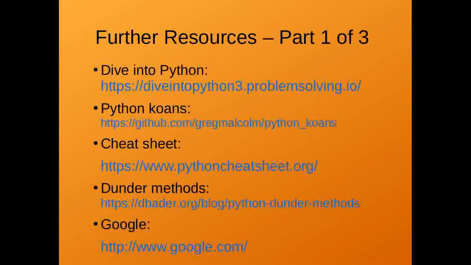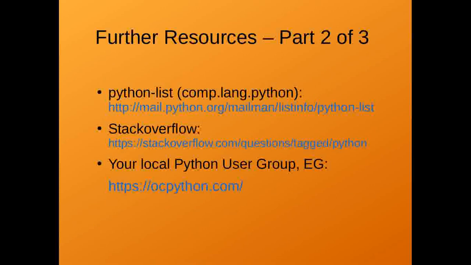Here's a list of Python dunder methods. We talked about a few of them, like dunder add and dunder str and dunder init. Here's a nice big list of them. And Python is a very Googleable language, so of course Google is very nice for finding answers to questions. Python list, which is also a gateway to comp.lang.python, is a useful resource. It doesn't see as much use as it used to because of Stack Overflow, but Python list is still useful. And of course, Stack Overflow is a good place to pick up Python and get questions answered. And so is a local Python user group.